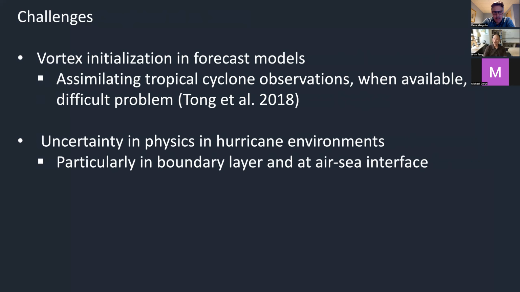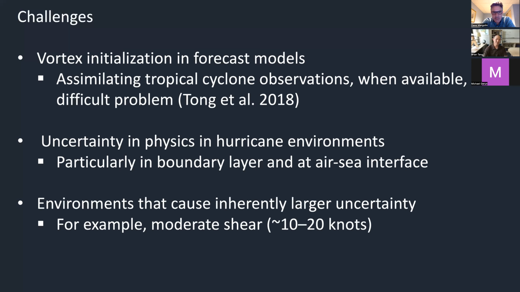There's large uncertainty in physics in hurricane environments. Again, I just attended the AMS conference on hurricanes and tropical meteorology. A large number of talks focused on better estimates of parameters, better representation of physics in hurricane environments, particularly in the boundary layer and the air-sea interface. So really not friendly parts of the hurricane to observe. So there's huge error bars in a lot of the parameters and physics associated with hurricane environments.